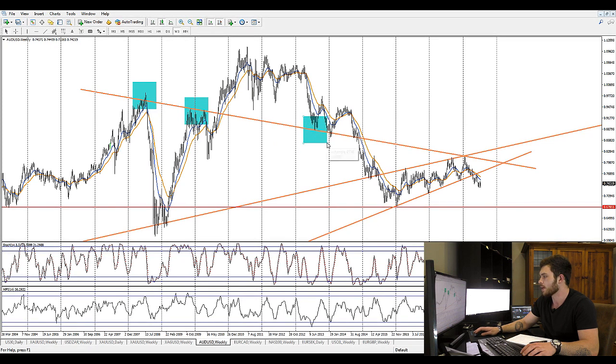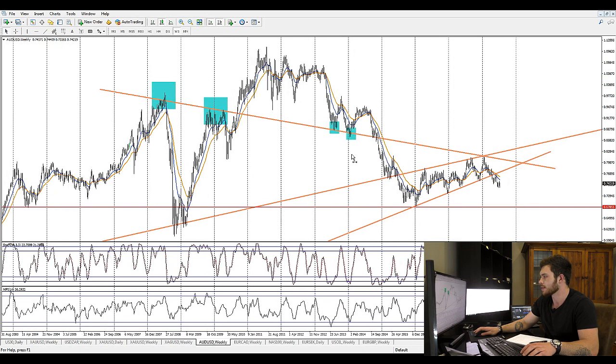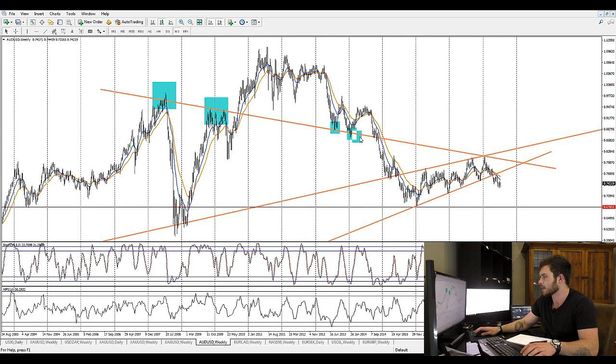And then in this area over here, let's just make this rectangle slightly smaller. We can see price action has tested here, here, and let's just do one more time, tested it again, and then broken down on the third time that the support level got tested.